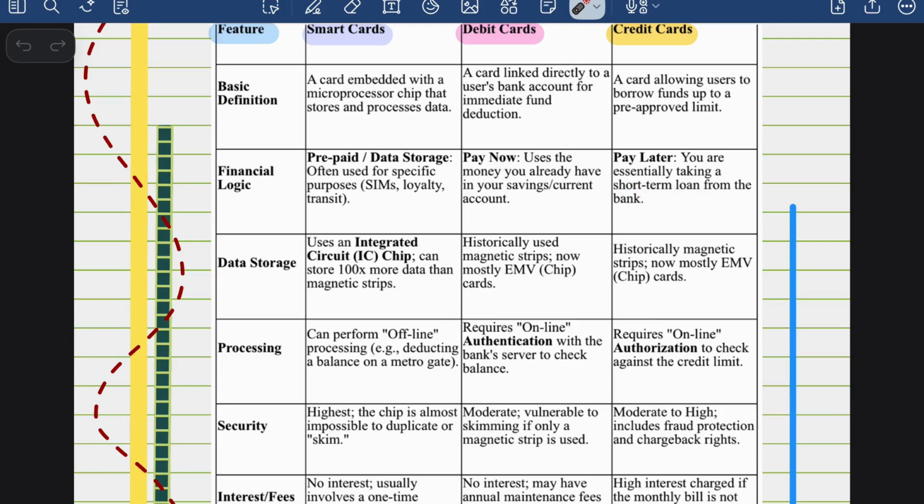If we talk about data storage, the smart card uses integrated circuit chips, and the debit card uses magnetic strips, and now it is mostly used in EMV chip cards. And the credit card also mostly uses a magnetic strip, and now mostly EMV cards. If we talk about processing, the smart card can perform offline processing as well, deducting the balance offline. It doesn't need to connect to any banking server. Whereas the debit card requires online authentication with the bank servers to check the balance. Same goes for credit cards, they require online authorization.